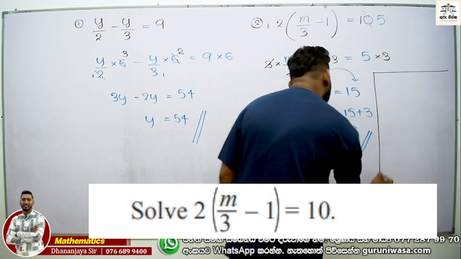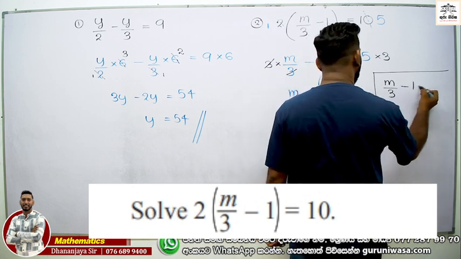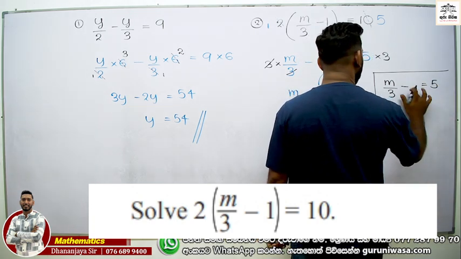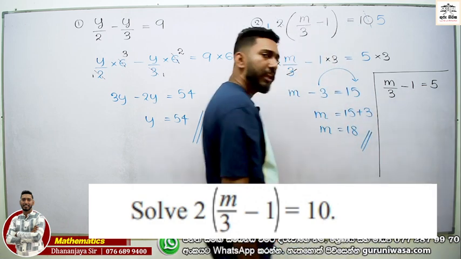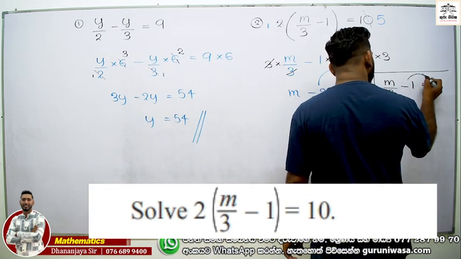If you like, the student can do it this way too. Look at this. m over 3 minus 1 equals 5. This is our equation. Firstly, minus 1 goes to the other side.